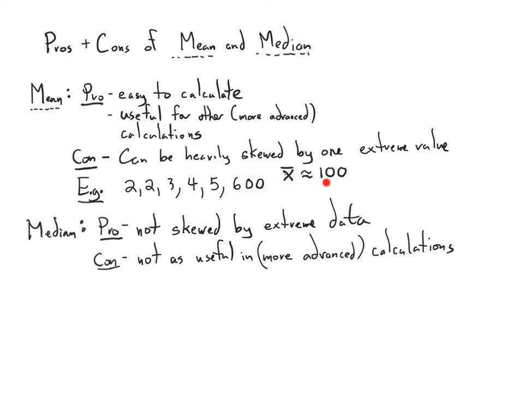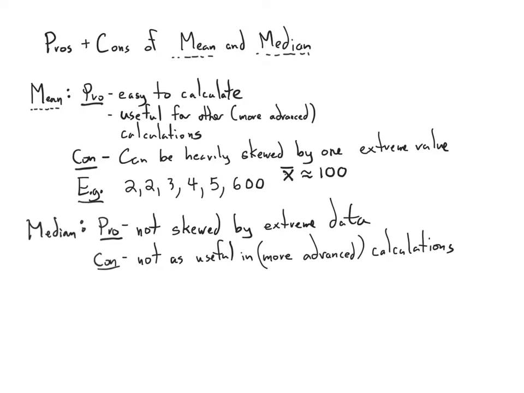And this isn't a particularly representative number for this data set. Most of these numbers are quite low. We have 2s, 3s, 4s, and 5s, and then we have this one extreme example that's really skewing where the center of mass or the balance point of the data is, and it's at around 100. So you can see that when you have an extreme value here, it really heavily skews what the mean is, and the number doesn't become particularly representative of any of the data.